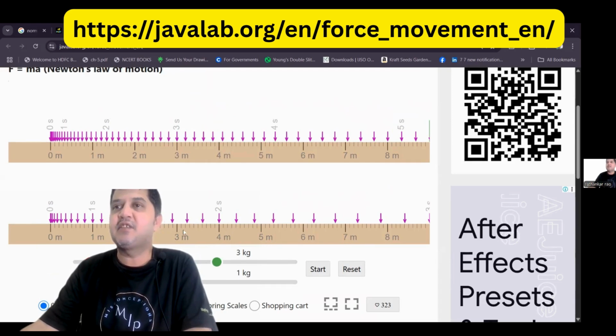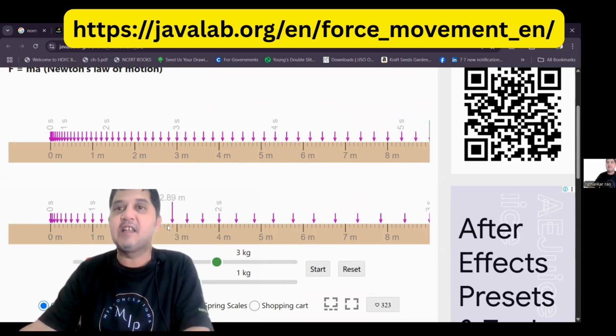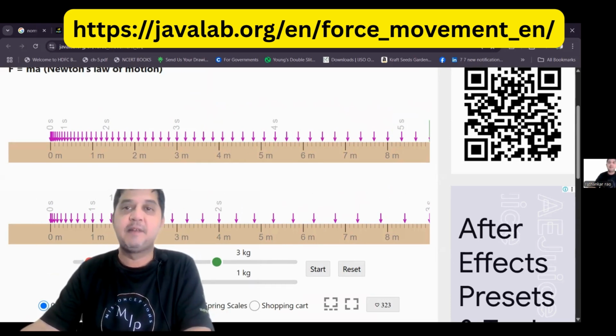Now, why are they closely and widely spaced? What is happening over here? That means the distance covered by this object, the 1 kg object, is larger as we keep on moving farther and farther. That means as the time elapses, the distance is larger. That means it is getting accelerated, right?